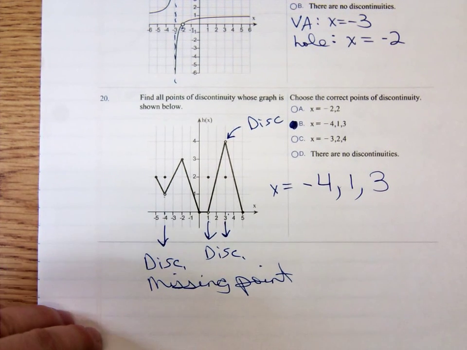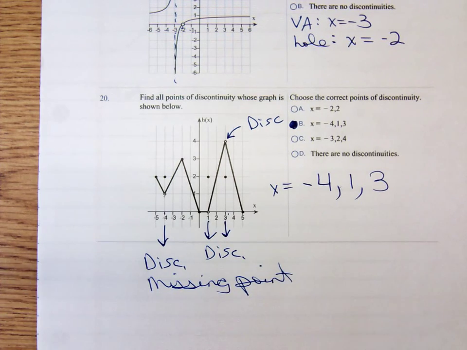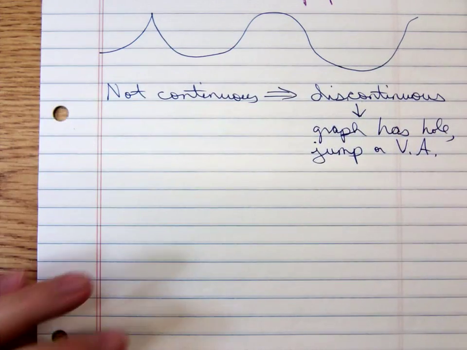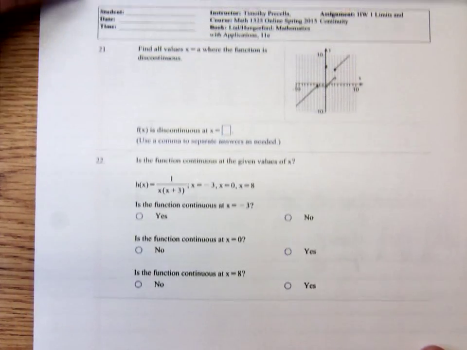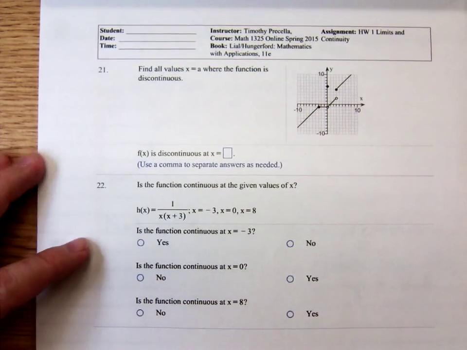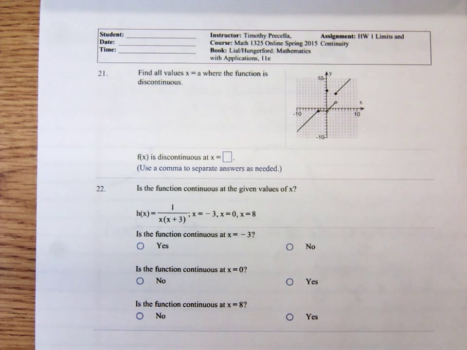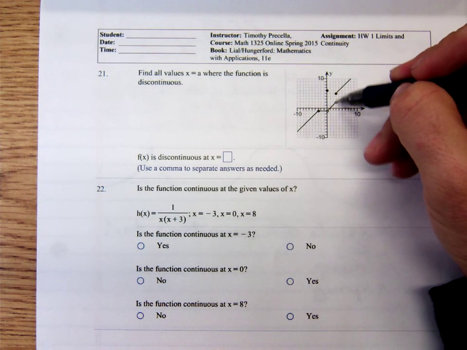And let's see if I can find another one. Oh, here's a good one. Find all values x equals a where the function is discontinuous. Look at that graph, and I can see a jump. There's a jump, so there's definitely a discontinuity, but I think we have a missing point also. We have a missing point that's occurring. Right here, we have a jump. We also have a missing point.